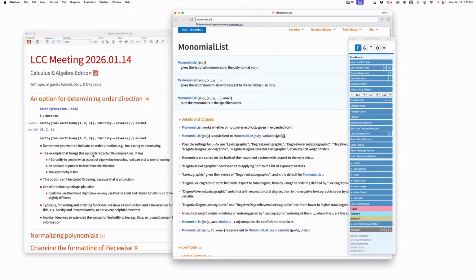Right. And so maybe the mistake was having the sorted by arguments. Maybe we should have just had abs, reverse abs. Yeah, that's what I'm thinking for that particular case. Because that's what we're doing in monomial list, basically. I mean, degree, negative lexicographic, isn't there a reverse lexicographic as well? Yeah, there is. Negative degree reverse lexicographic.